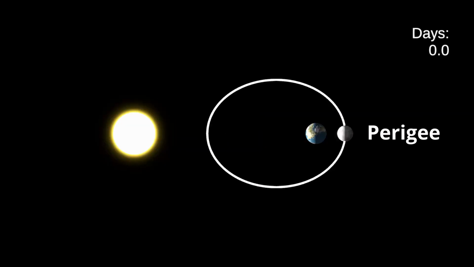The point in the moon's orbit that is closest to the Earth is called the perigee. Total eclipses can only occur near the perigee. The time that it takes the moon to orbit and return to perigee is 27.6 days. This is known as an anomalistic month.